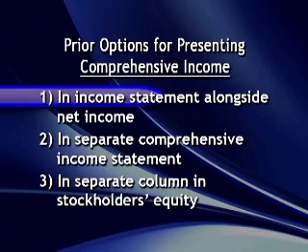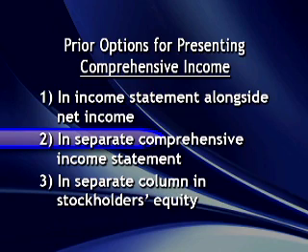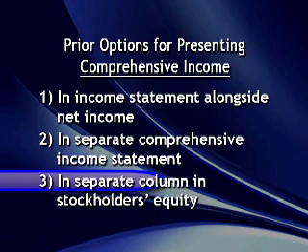ASU 2011-05 reduces by one the number of alternatives that are available for a company in presenting comprehensive income. Prior to this ASU, companies had three choices. One, they could put it alongside net income. Two, they could put it in a separate comprehensive income statement. Or three, they could put it in a separate column in the stockholders' equity presentation. And putting it in the stockholders' equity presentation would have it alongside other changes in equity that have taken place during the period. IFRS doesn't have the third alternative.